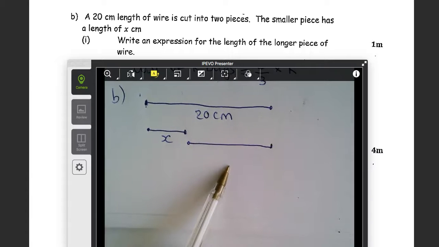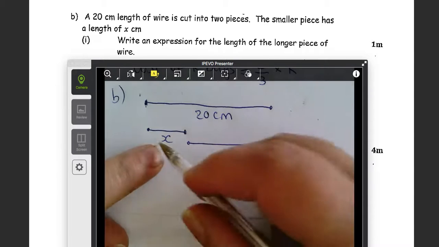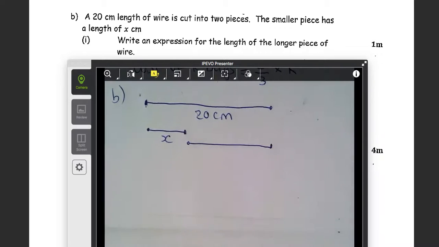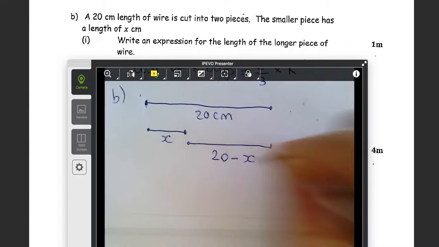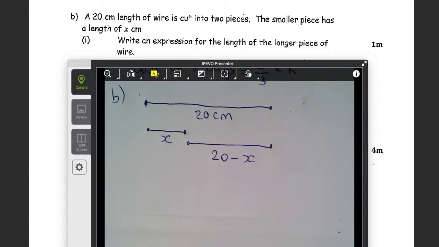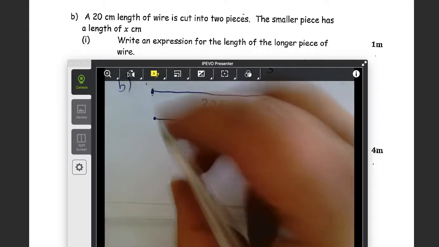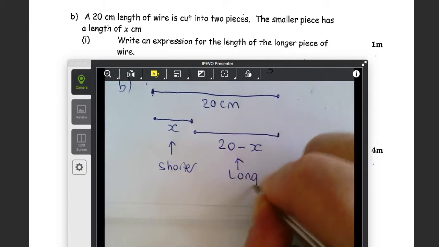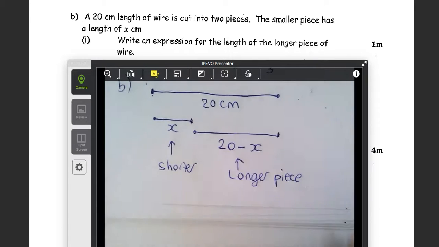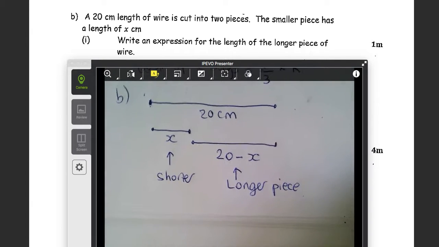How would you work out what the other one is? 13. And how would you do that? 20 minus 7. So if the first one was 5, you'd say the other one is 20 minus 5. If the first one's 7, you'd say 20 minus 7, yeah? If this is X, then the other one is 20 minus whatever X is. Do you get it? So, if my shorter piece is X, my longer piece is 20 minus whatever X is. Does this make sense?